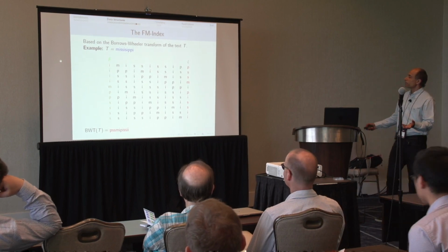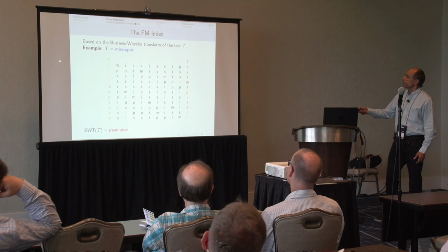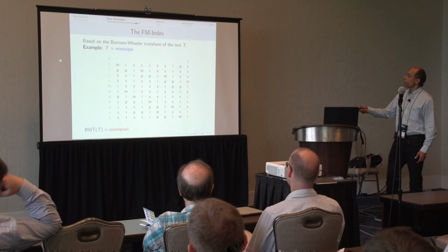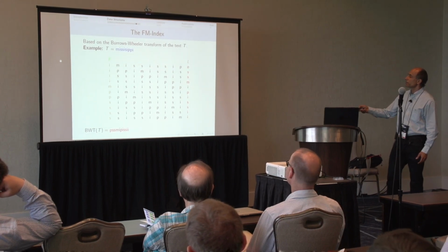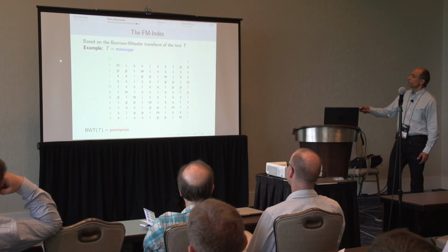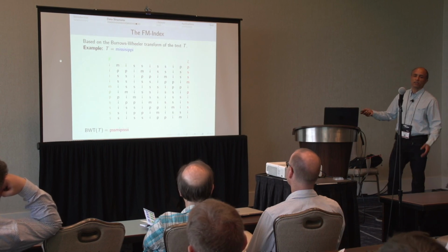A couple of other observations: if I take an element in the first column, then this P over here is followed immediately by this I over here. So whatever is in the last column, the corresponding thing in the first column is the character that appears after it in the original text.